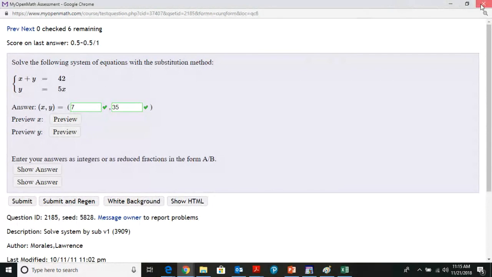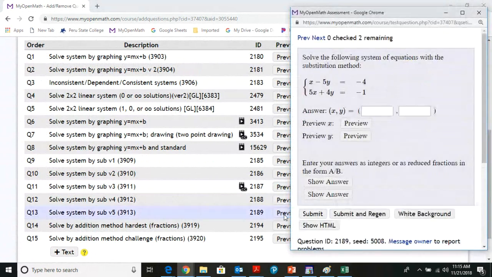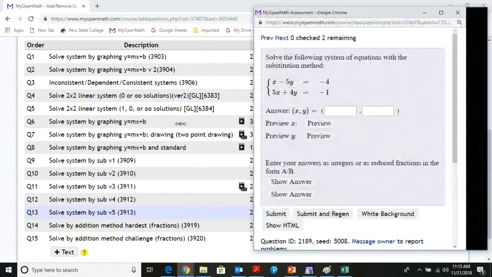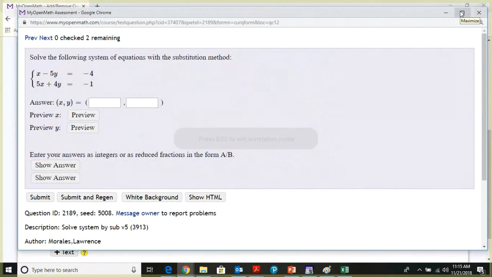All right, let's look at another one of those. These all say they want me to use substitution, so I'm guessing they're all pretty much the same. Now, let's look at this one. Nothing's solved in this one. So for that first step in substitution, you have 4 choices. We could solve the first one for x or the first one for y. We could solve the second one for x or the second one for y.